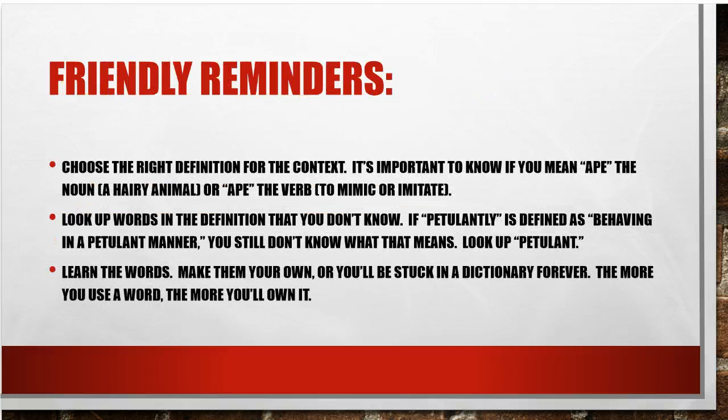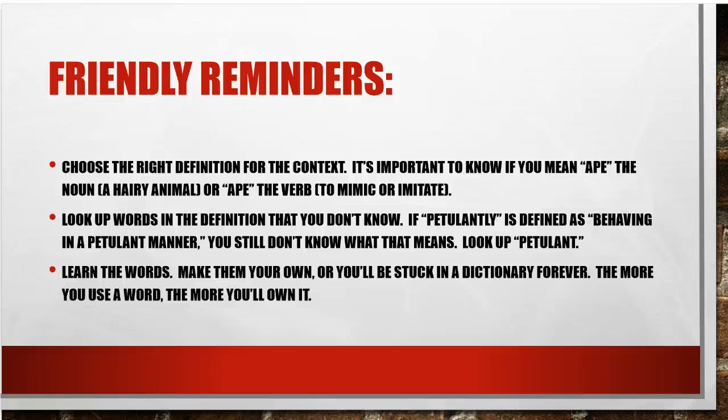A couple of friendly reminders about using the dictionary. First, you can't just use the dictionary any more than you can just guess based on context. You have to put context and the definitions together. It's important to know if there are two definitions of the word ape, which one your author is using. Does he mean the noun, a hairy animal, or the verb, to mimic or imitate? And it would make a big difference to your sentence which one it means. A port, for example, can be anything from a plug in your wall to a place where ships drop off commerce. So it's pretty important to know which definition makes sense in context.